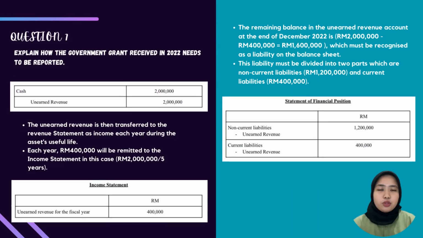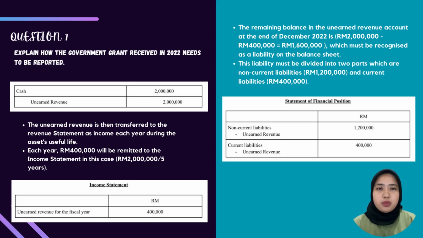Furthermore, a long-term tangible asset is impaired when a corporation is unable to recover the asset's carrying amount through use or sale. After that, for question number 7, explain how the government grant received in year 2022 needs to be reported. To answer this question, firstly, unearned revenue is transferred to the income statement as income every year during the useful life of the asset. Every year, 400,000 ringgit will be sent to the income statement in this case.